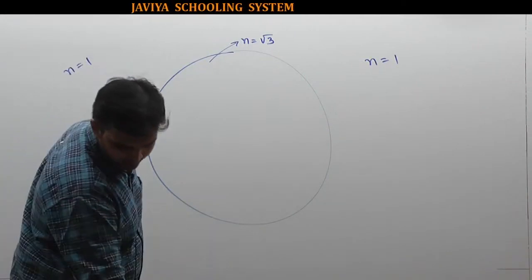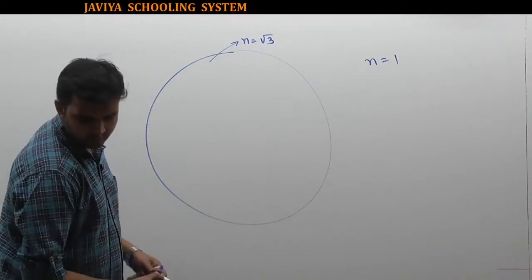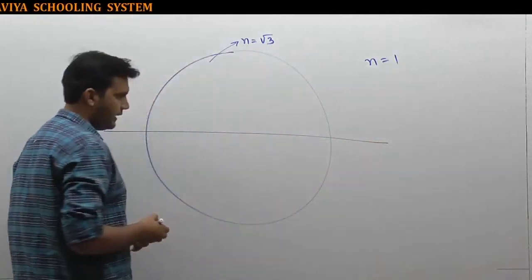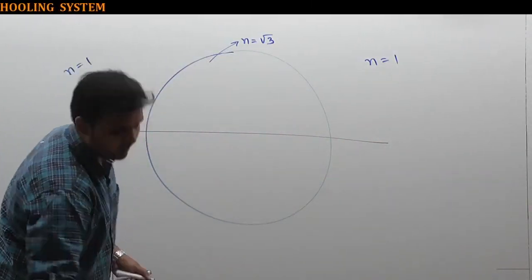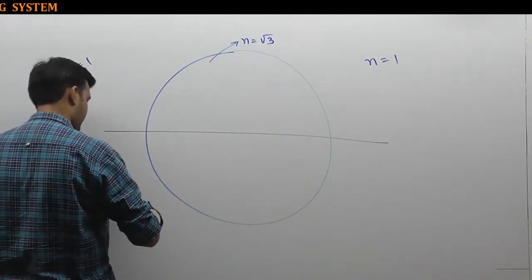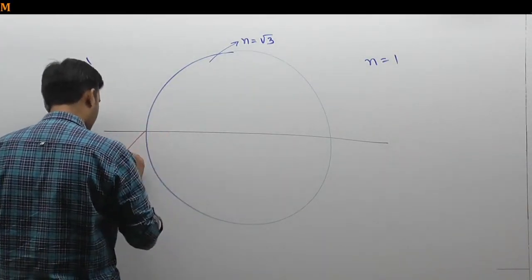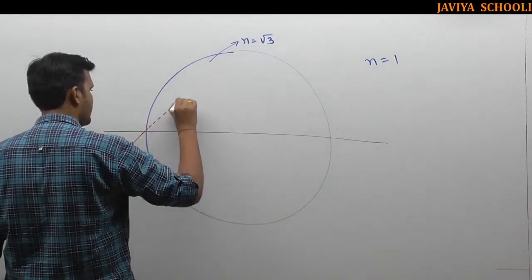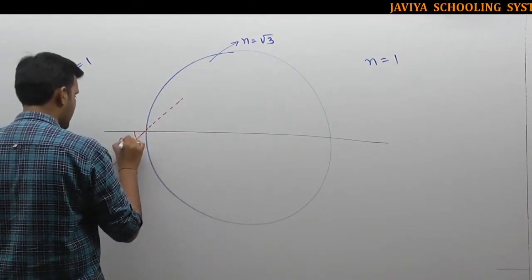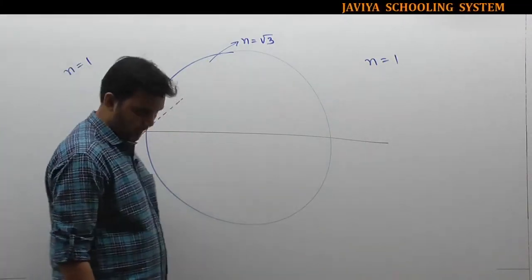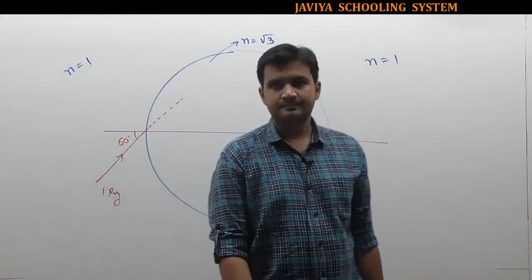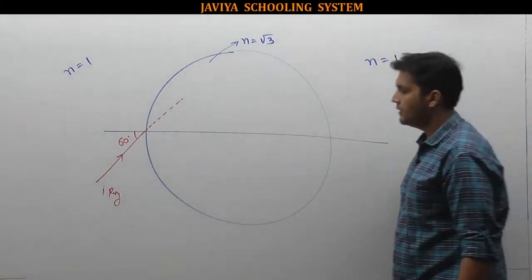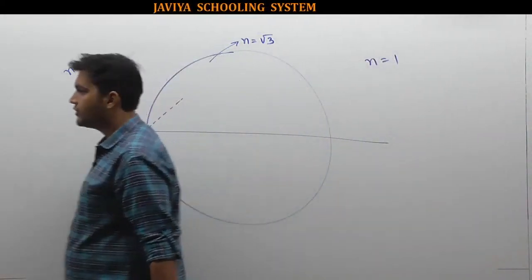And from here, a ray is incident, as you can see. This is the ray, right? Incident ray, and this is its original trajectory. And this angle of incidence is given as 60 degree. Question: find net deviation. What is the net deviation produced?